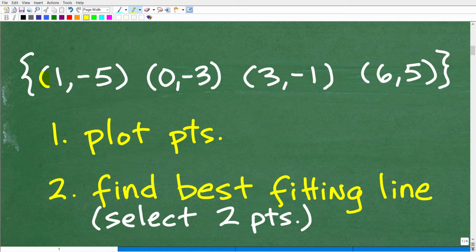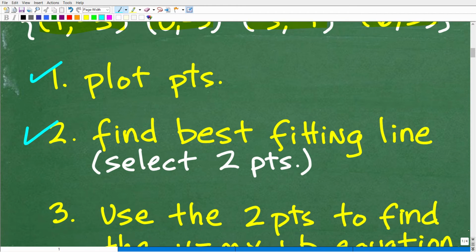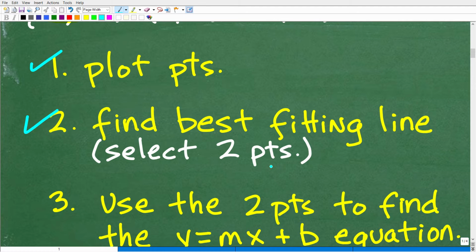So what we're going to do is use our XY points here. Of course, these are points that we can plot. And these are basically the steps to figure this out. So first of all, we're going to plot the points. The next thing we're going to do is try to identify the best fitting line. And we're going to do that by selecting 2 points.